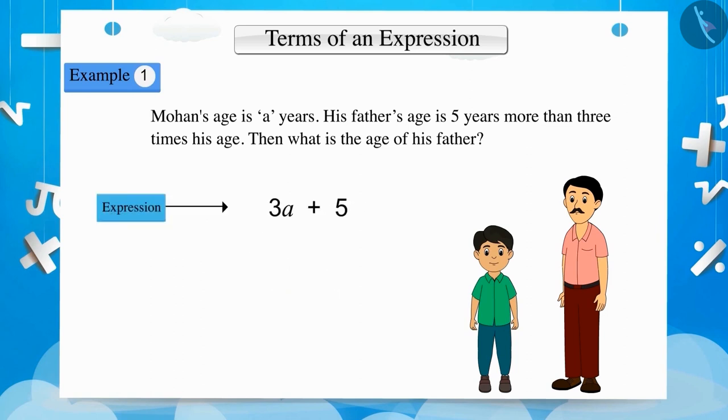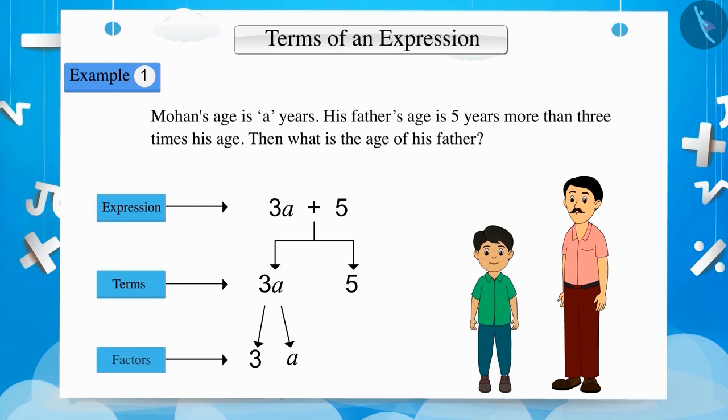If you look at this expression carefully, you will notice that it has two terms. The first term is formed by the product of 3 and A, and the second term is 5. Thus, 3 and A are the factors of the first term.